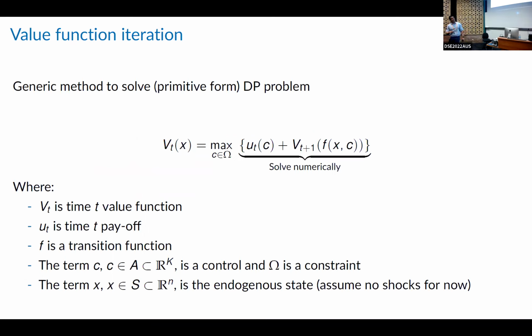Okay, so this is the standard Bellman equation. What you have is V_t equals some payoff today plus your value function tomorrow, and the control today, c, controls the state tomorrow via this transition function. You solve this thing on the right in the braces numerically, and the problem is when x, the state space, gets very large, not even that large.